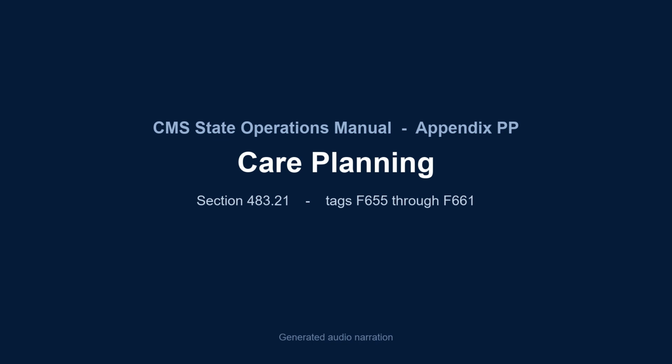To cite deficient practice at F656, the surveyor's investigation will generally show that the facility failed to do one or more of the following. Develop and implement a care plan that is comprehensive and individualized. Is consistent with the resident's goals and right to be informed and participate in his or her treatment. Meets each of the medical, nursing, mental, and psychosocial needs identified on the resident's comprehensive assessment. Includes measurable objectives, interventions, and timeframes for how staff will meet the resident's needs. Develop and implement a care plan that describes all of the following.